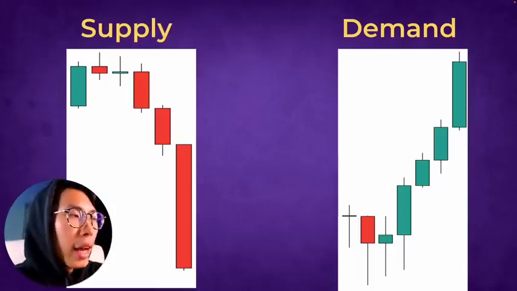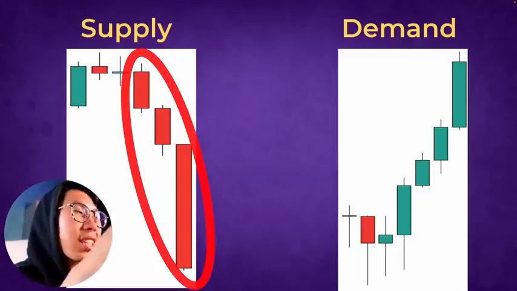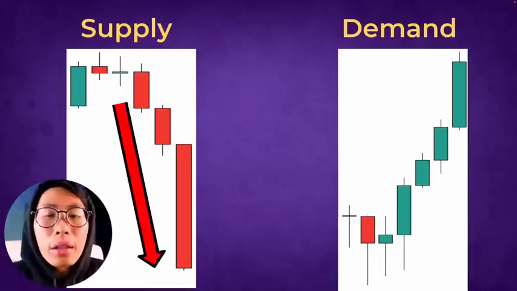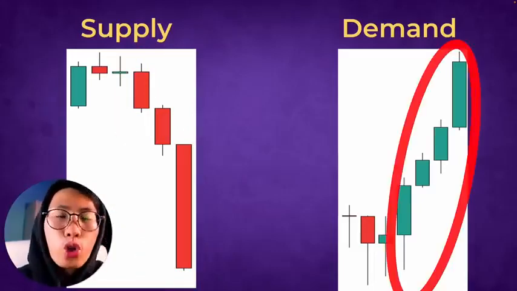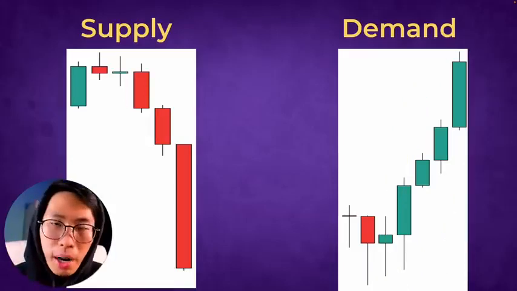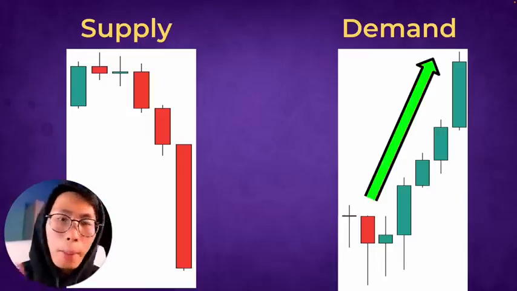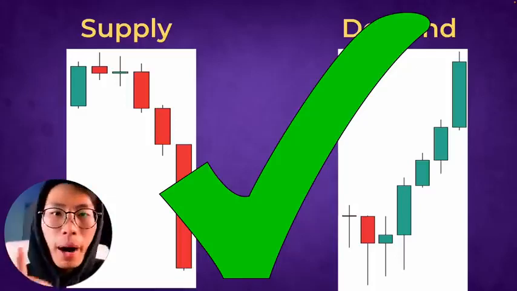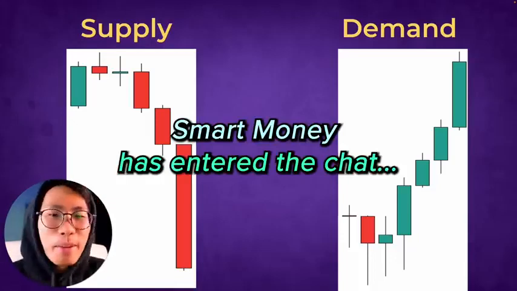I want you to look at these candlesticks right here. Big fat momentum candles tell us that there is a lot of aggressive selling. There is a lot of momentum and volume pushing the price down. On the right side, we see green momentum candles which tell us that there is a lot of aggressive buying, a lot of buying pressure, a lot of momentum pushing the price up. So these are what you should be looking for when trading supply and demand. These momentum candles tell us that smart money is in the market.